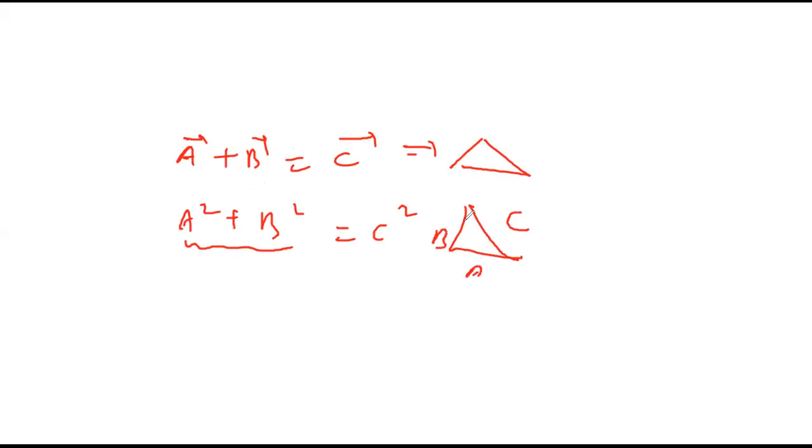So let us check what they want. Theta is the angle between A and B. What will be the angle between A and B? The angle between A and B is 90 degrees, or 90 degrees is called pi by 2 radians. So theta equals pi by 2, option D.